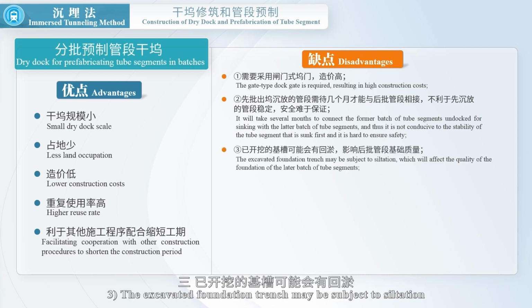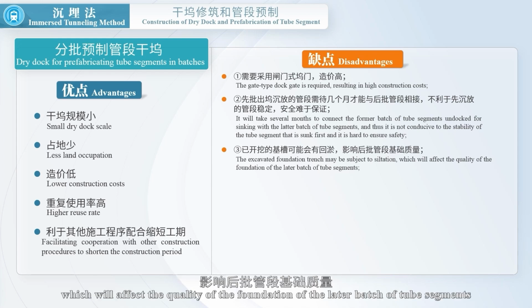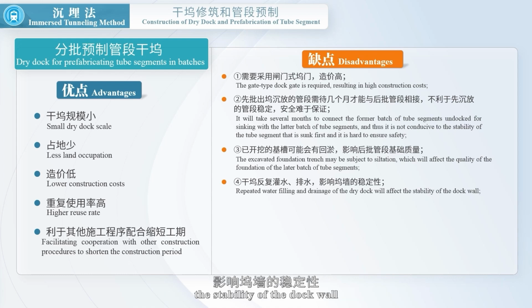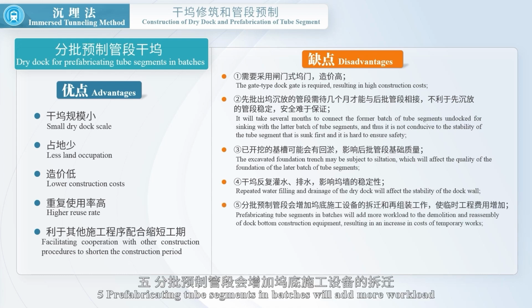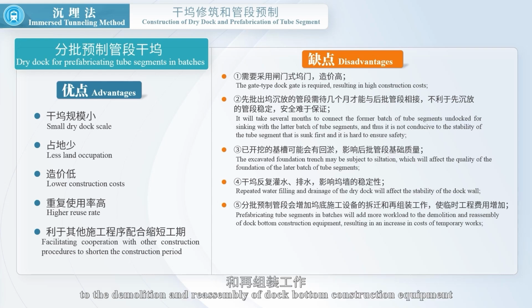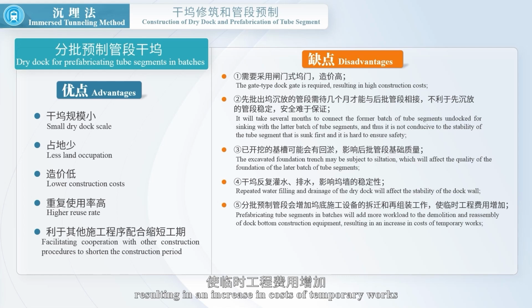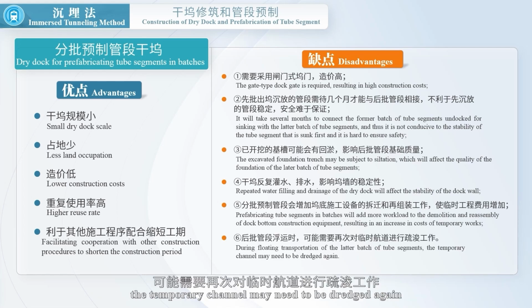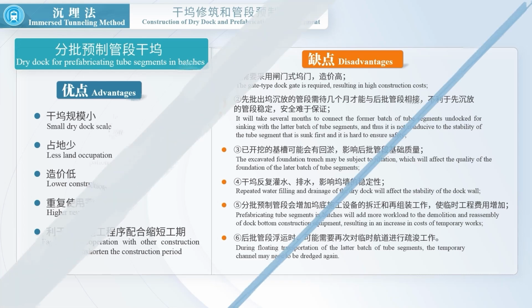3. The excavated foundation trench may be subject to siltation, which will affect the quality of the foundation of the later batch of tube segments. 4. Repeated water filling and drainage of the dry dock will affect the stability of the dock wall. 5. Prefabricating tube segments in batches will add more workload to the demolition and reassembly of dock bottom construction equipment, resulting in an increase in costs of temporary works. 6. During floating transportation of the latter batch of tube segments, the temporary channel may need to be dredged again.